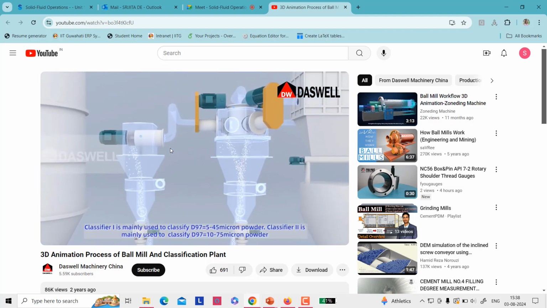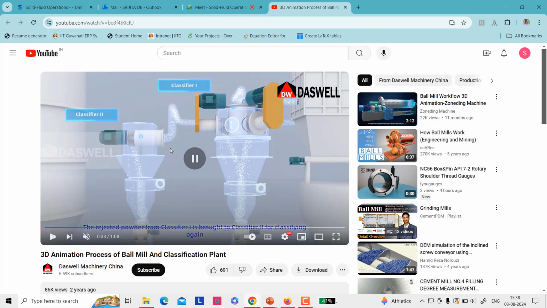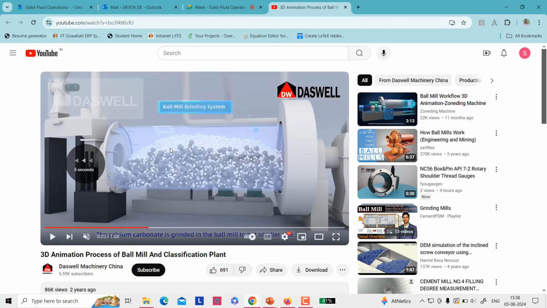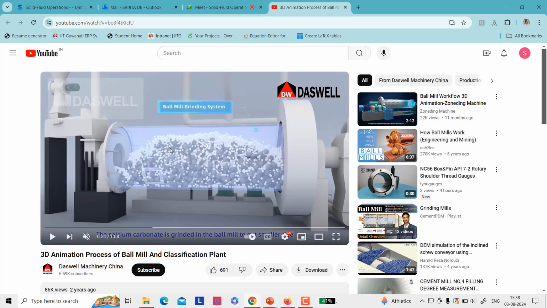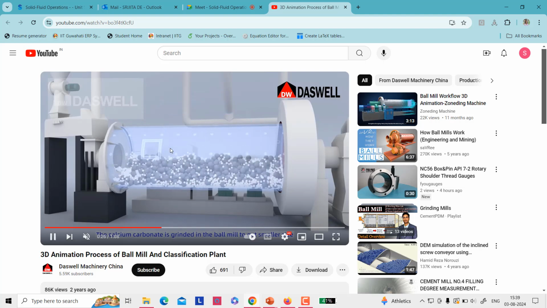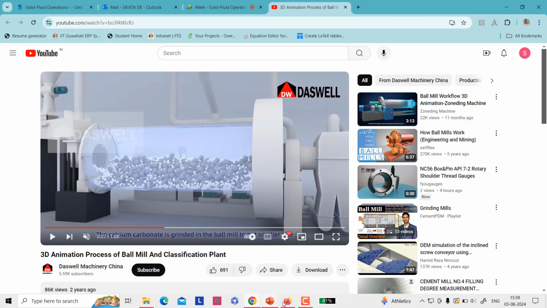Now these are after processing of the ball mill factory, so that is not important. Basically, the important part is this ball mill applies the principle of attrition. So this is the ball mill.